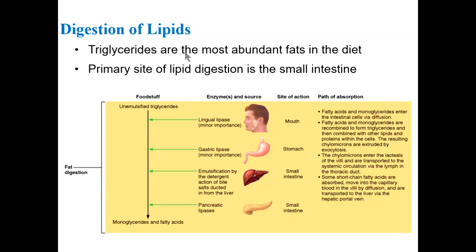Digestion of lipids really doesn't happen in the mouth or stomach. As you can see, they're of minor importance. But digestion will occur in the small intestine because the liver and gallbladder will secrete bile or bile salts, which will emulsify the fats, which is breaking them down into smaller segments, and then pancreatic lipases will break them down even further. So let's look at how lipids get absorbed into our system, but we're going to use an image on the next slide.